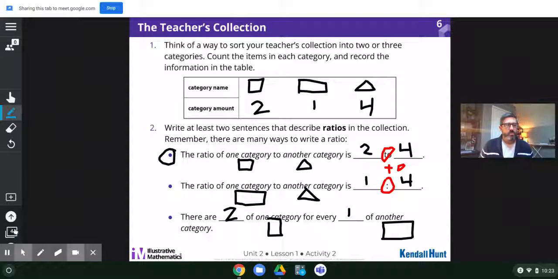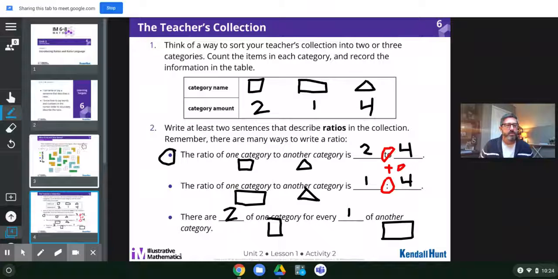Okay? So again, when we're writing our ratios out, we sort them by categories, and then we count the number of each category that we have. And we have a nice little table that helps us remember. And then we can write that in 3 different ways. We can either say the ratio of one category to another category is blank to blank using the word to, or we can say the ratio of one category to another category is blank to blank using this colon here. Or we can say there are a certain number of one category for every certain number of another category.